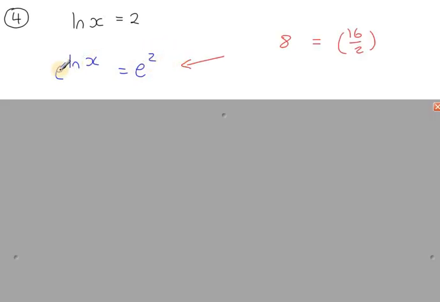If this step, doing e to the power of on each side, looked confusing, think of this easier example. 8 is equal to 16 divided by 2. So, if I do 2 to the power of on each side, these are still exactly the same. And I've done something similar here. Instead of 2 to the power of, I've done e to the power of, because ln x was equal to 2. So I've raised this side as e to the power of, and I've done the same to the right hand side.